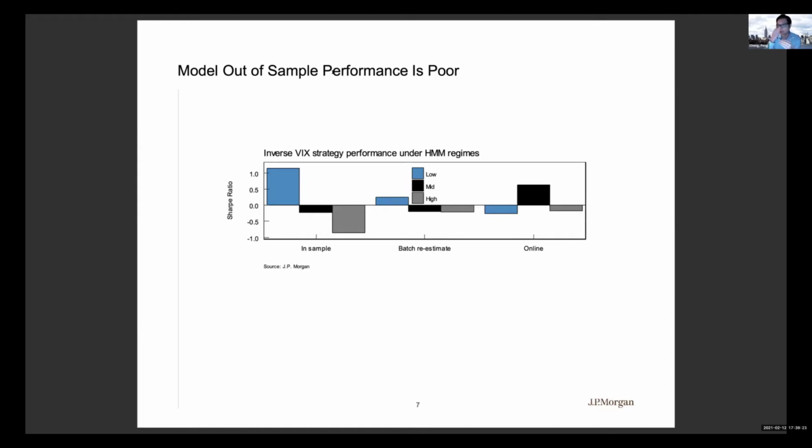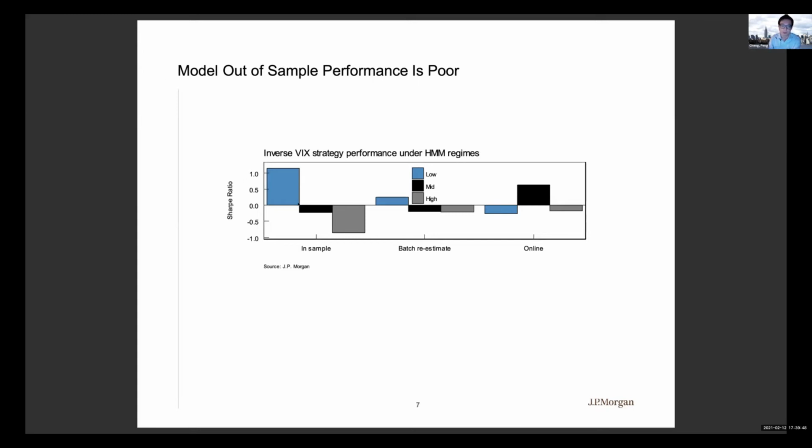But that is relatively solvable, right? You just have to implement an online learning method instead of batch re-estimation. So, in our paper, we address that. We said, here's how you can do it. Again, that's not new, right? But a bigger problem with HMM is what we find is that the model's out-of-sample performance is actually relatively poor.